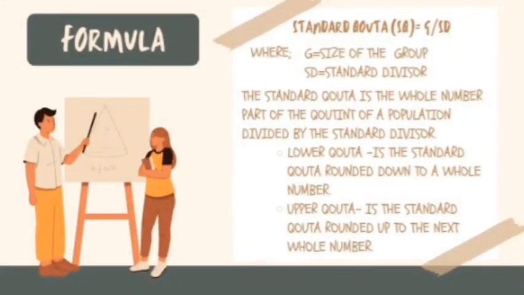Also, the standard quota is equal to G over SD, where G is the size of the group and SD is the standard divisor. The standard quota is the whole number part of the quotient of a population divided by the standard divisor. So there are two types of standard quota, which is the lower quota and the upper quota. Lower quota is the standard quota rounded down to the whole number, while the upper quota is the standard quota rounded up to the next whole number. So, as we go further on this topic, you will know how to use this formula.